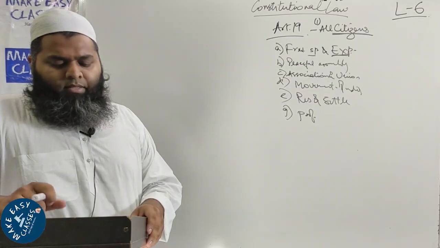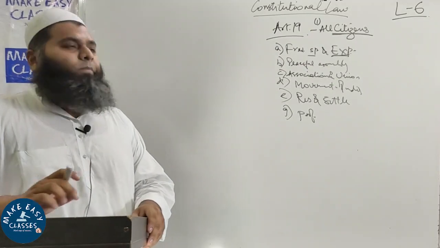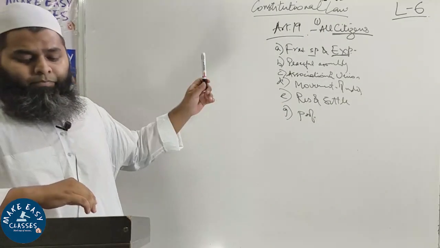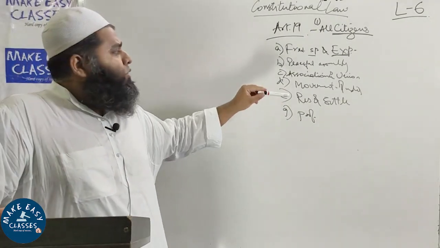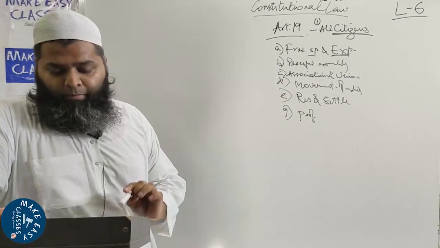So these come under Article 19(1)(a) and (b). Now the third one is C, to form association or union. All citizens shall have the right to form association and union.